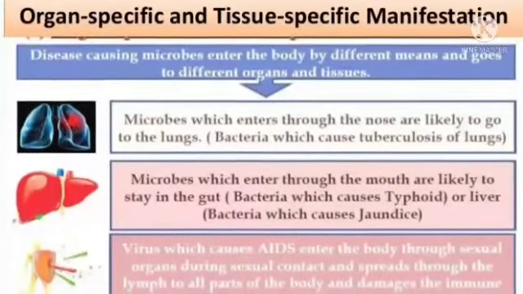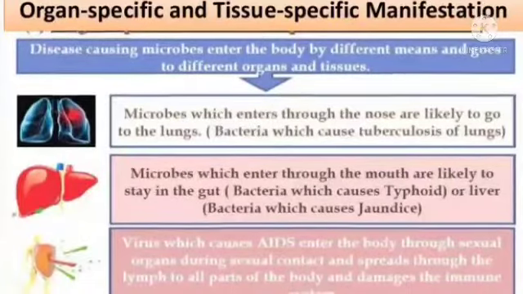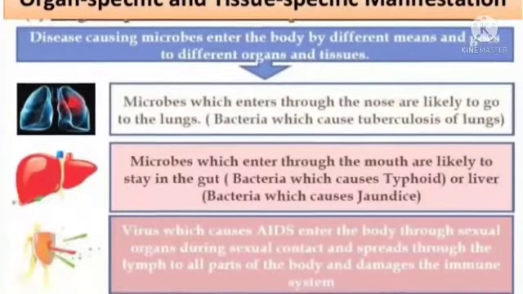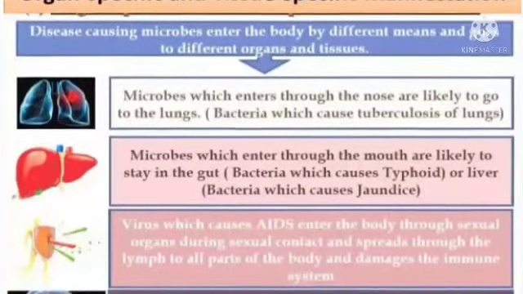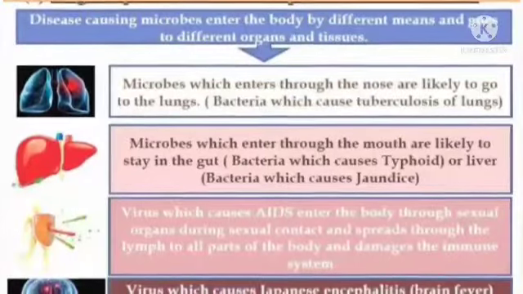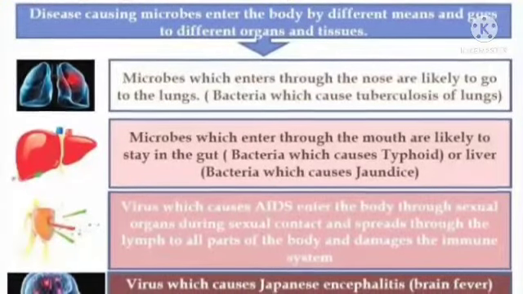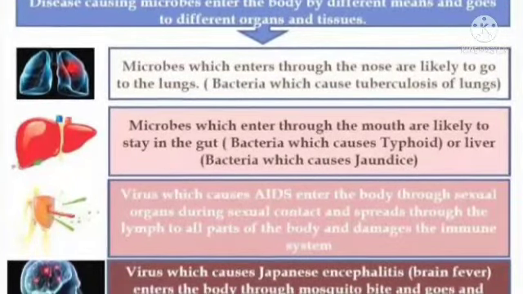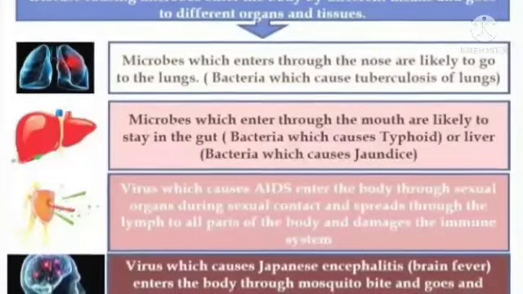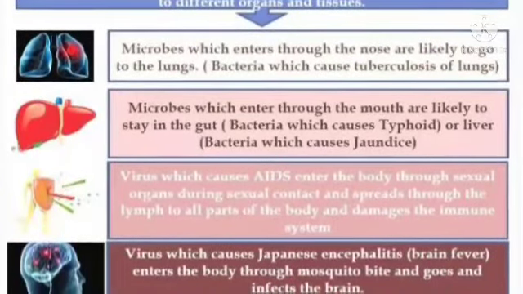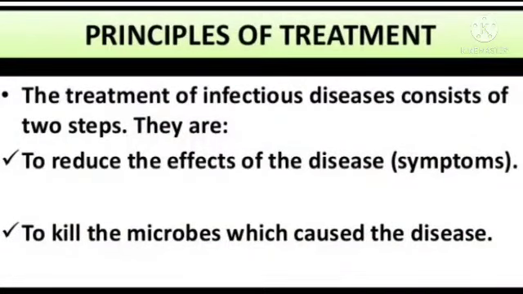Organ-specific and tissue-specific manifestation. Disease-causing microbes enter the body by different means and go to different organs and tissues. Microbes which enter through the nose are likely to go to the lungs. Microbes which enter through the mouth are likely to stay in the gut. Viruses which cause AIDS enter the body through sexual organs during sexual contact and spread through the lymph to all parts of the body and damage the immune system. Virus which causes Japanese encephalitis, that is brain fever, enters the body through a mosquito bite and goes and infects the brain.